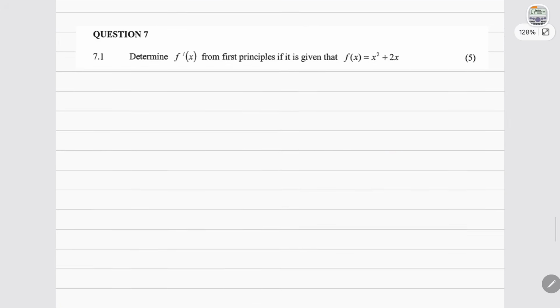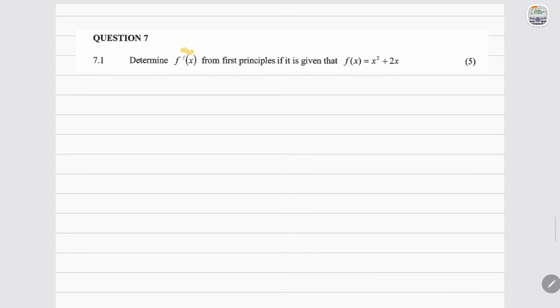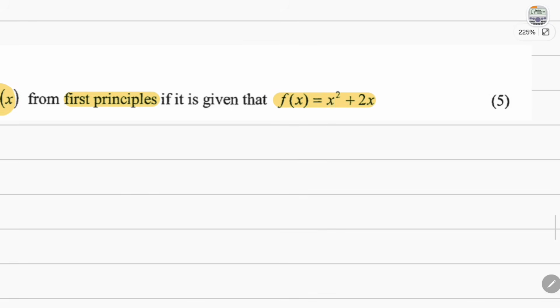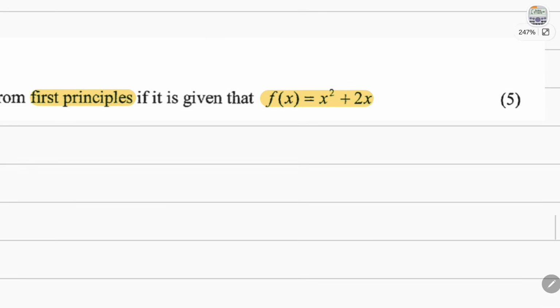Okay, so question 7.1 says, determine f prime of x from first principles if it is given that f of x is equal to x squared plus 2x. Okay, so something we can do is just use the rules of differentiation to find it here. And then that way, once we get our final answer, we will know it's right.